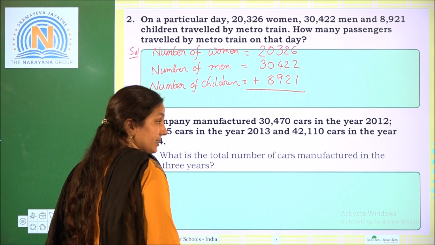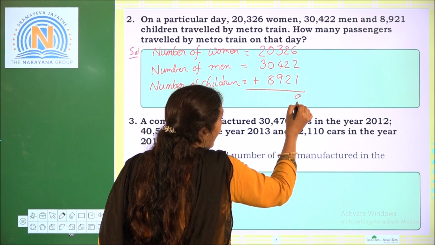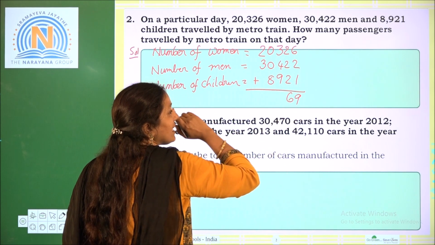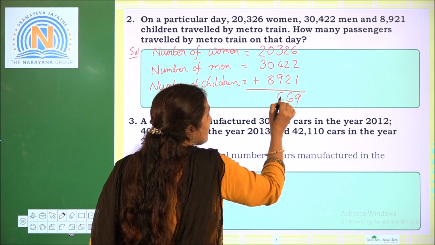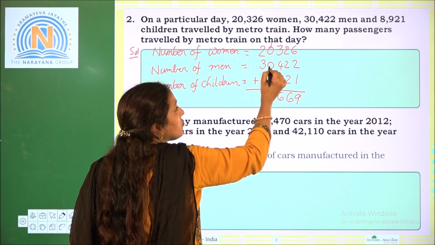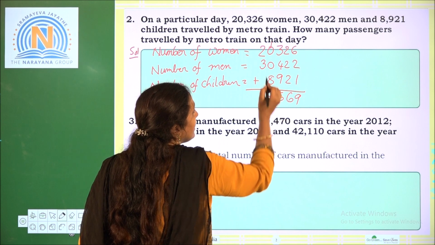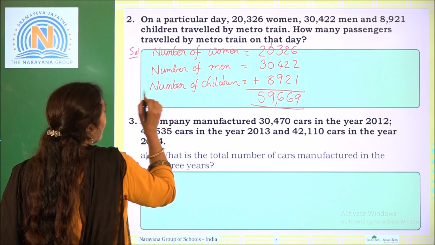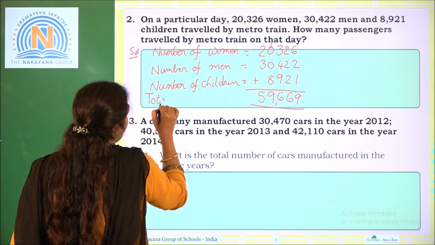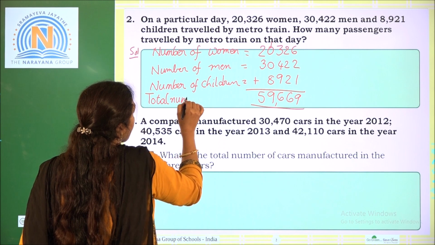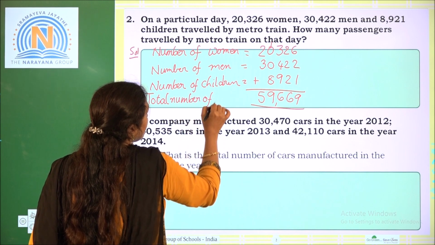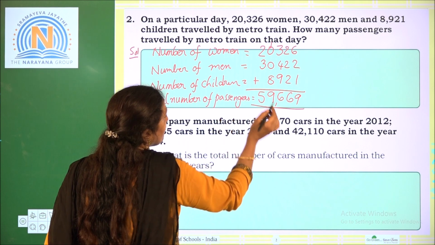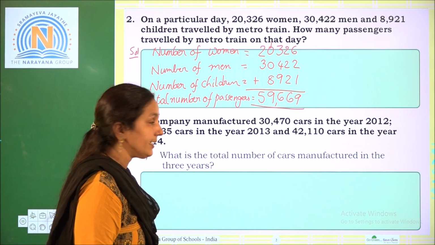6 plus 2 is 8, plus 1 is 9. 2 plus 2 equals 4. 3 plus 4 is 7. 7 plus 9 is 16. 1 plus 0 plus 0 plus 8 is 9. Now 2 plus 3 is 5. So the total number of passengers equals 59,669.